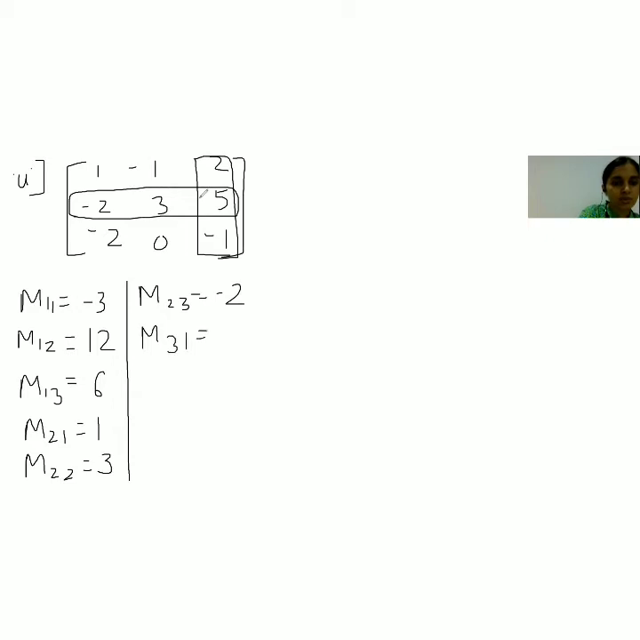M31 is equal to, that is third row, first column. So we will hide now third row and first column. So third row and first column has to be hidden. Okay, so the determinant will be minus 5 minus 6, that is minus 11. Okay, M31.